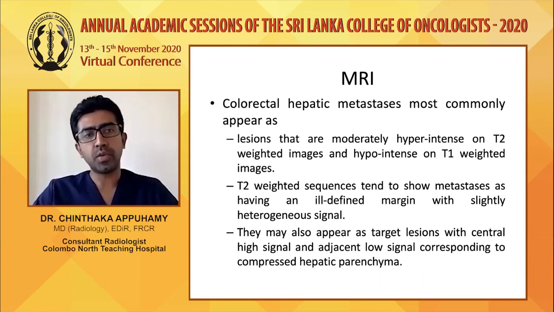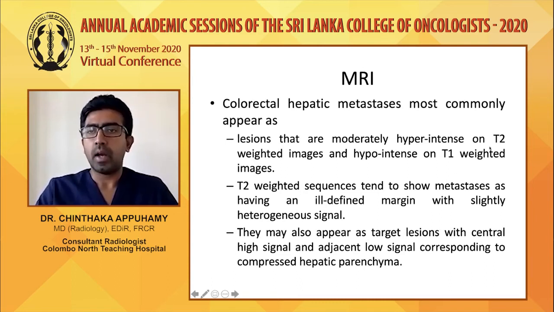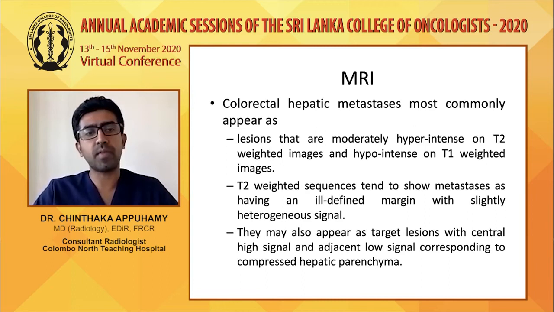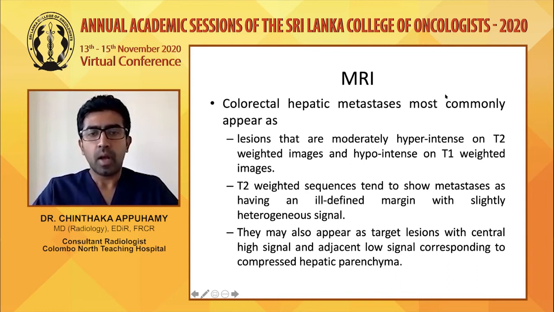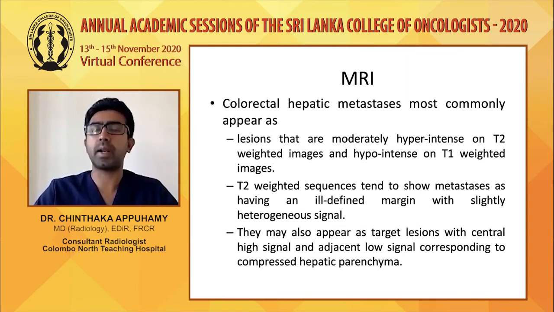MRI is again useful to detect colorectal metastasis, particularly in the liver. Lesions are moderately hyperintense on T2 weighted images and hypointense on T1 weighted images. T2 weighted images tend to show metastasis as having an ill-defined margin with slightly low heterogeneous signal, and they may also appear as target lesions with central high signal and adjacent low signal corresponding to compressed hepatic parenchyma.